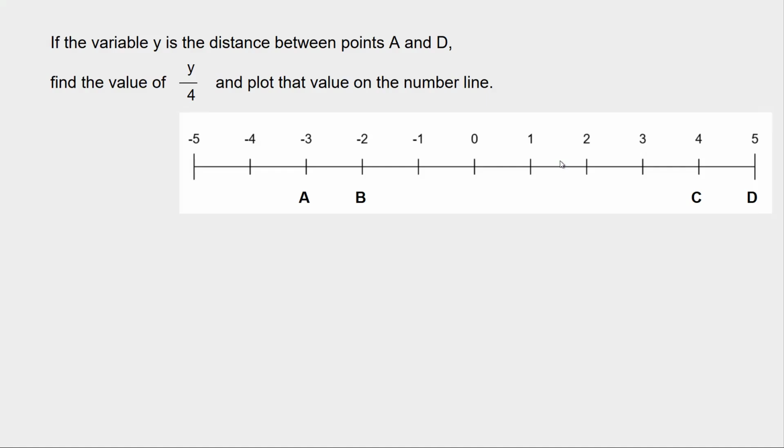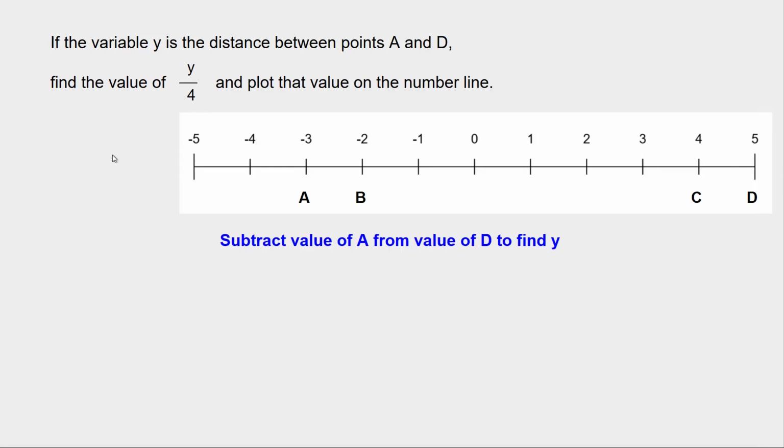If the variable y is the distance between points A and D, find the value of y over 4 and plot that value on the number line. This problem may seem a little bit confusing, but the math that's necessary to solve it is not, so let's take a look.